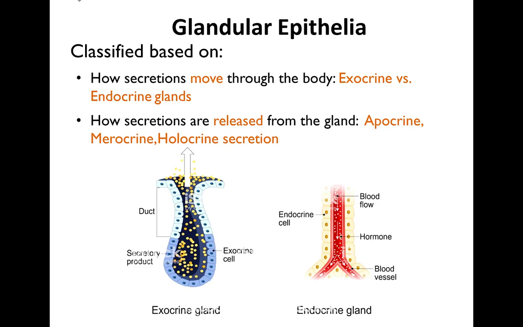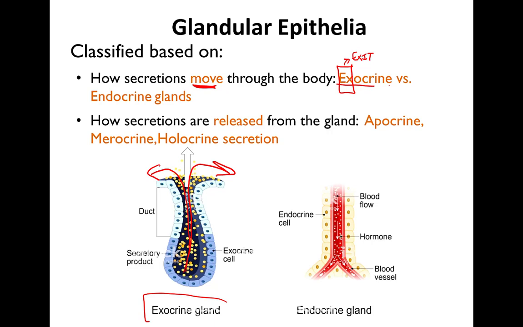The first focuses on how secretions from the glands actually move through the body. Okay? Exocrine glands excrete secretions onto an epithelial surface. So think of X as meaning exit. Okay? Secretions leave this gland, like you see in the diagram down here on the left. They leave the gland and are excreted onto an epithelial surface, either inside of a duct or onto the surface of the body or into the hollow space, the lumen of an organ like the stomach or the intestines.